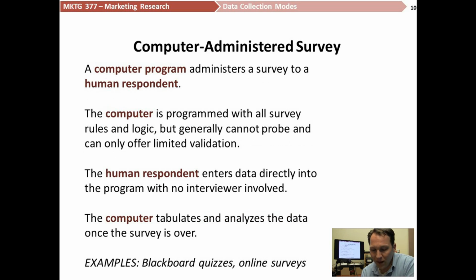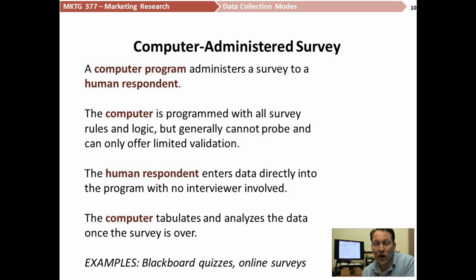Next, we have a computer-administered survey, and that's where a computer program administers a survey to a human respondent. And again, I want to specify, the computer is not just physically present. In fact, there might not even be a computer in the room. You can do a computer-administered survey over the phone using a robocall if you really want to, where a computer voice reads things to you. The point is that the computer program is handling the survey, and there's no human interviewer involved in the process. It's the computer program and the respondent.